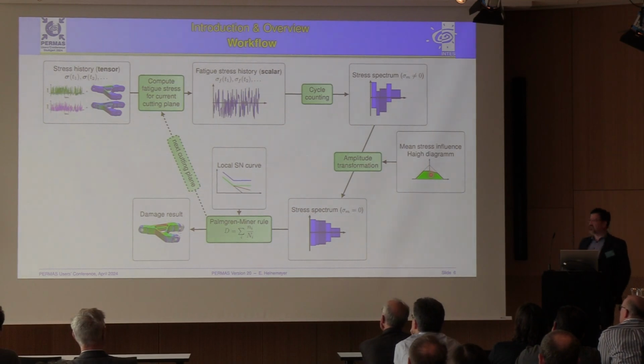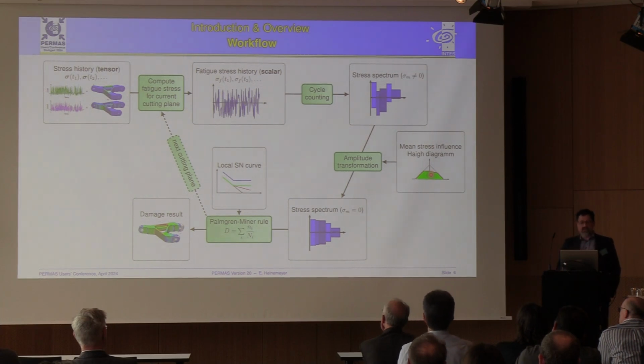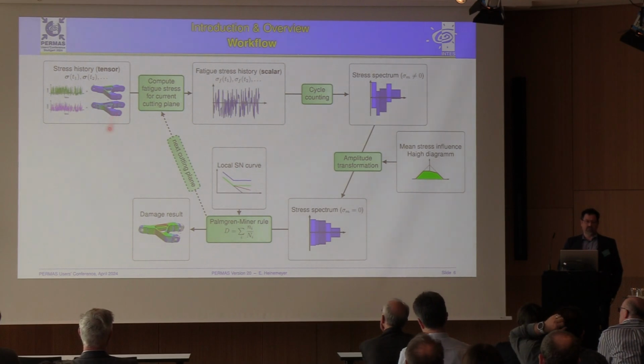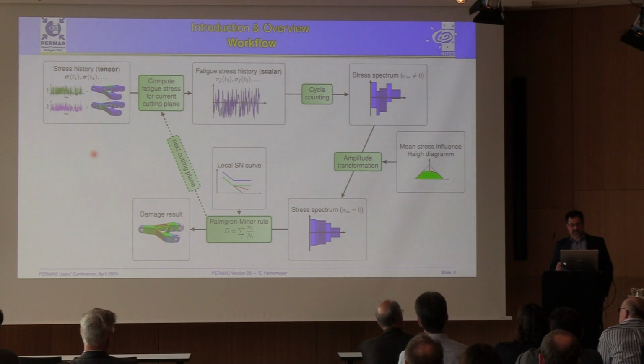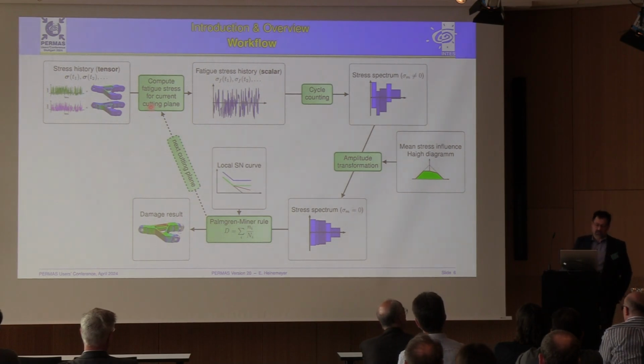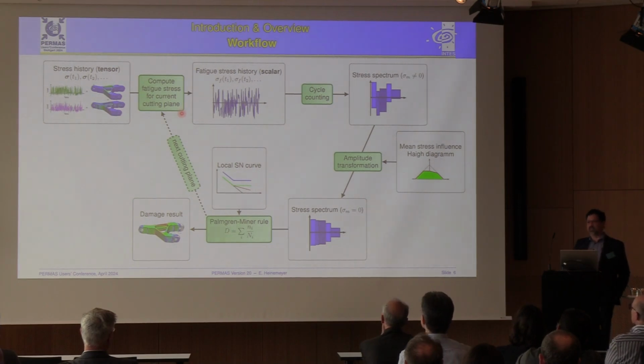A little bit more in detail, what is in the black box that we saw on the previous slide. If for the moment we fix a point on our model and think of what this point is observing, then we have a tensor-valued stress history. Now we fix a cutting plane and compute a scalar-valued stress history, which is some function of the shear or normal stresses acting on this cutting plane. Then we get this kind of signal.